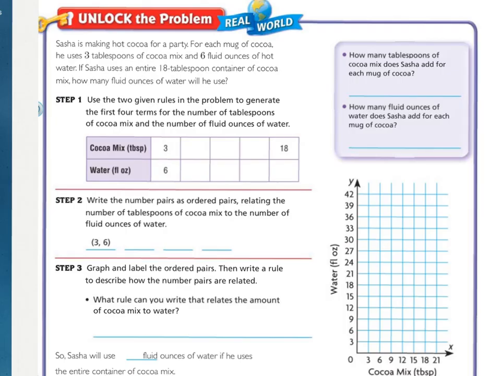Unlock the problem. Sasha is making hot cocoa for a party. For each mug of cocoa, he uses 3 tablespoons of cocoa mix and 6 fluid ounces of hot water. If Sasha uses an entire 18 tablespoon container of cocoa mix, how many fluid ounces of water will he use? Underline what you're being asked to find and circle the important information.